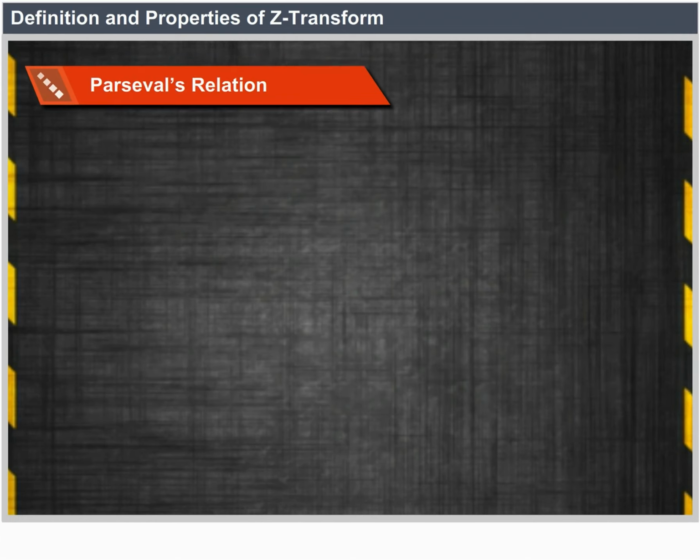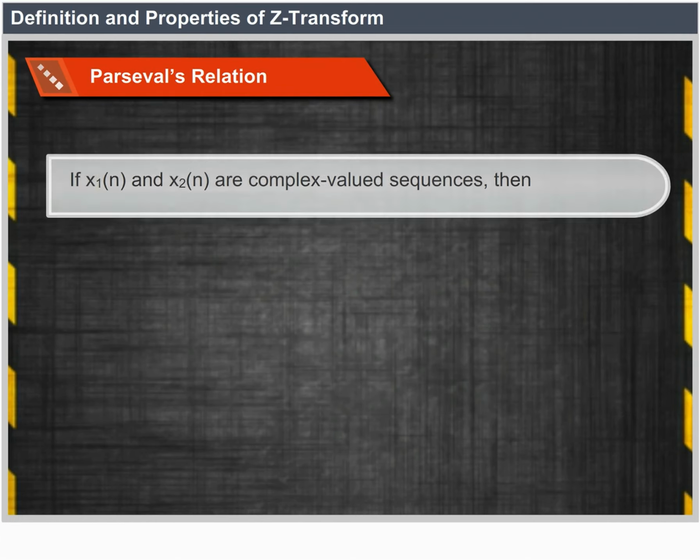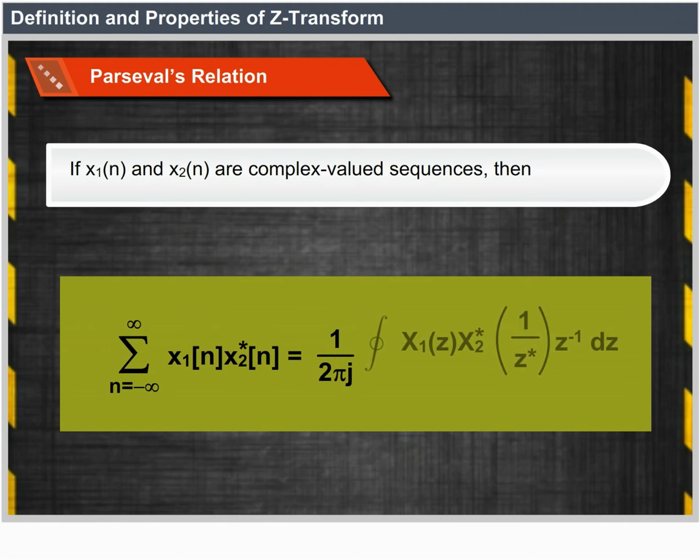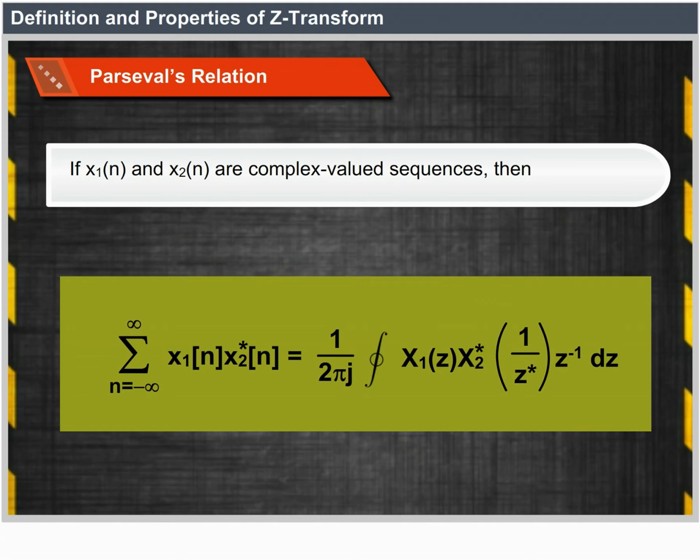Parseval's relation. If x1 of n and x2 of n are complex valued sequences, then summation n equal to minus infinity to plus infinity x1 of n into x2 star of n equal to 1 over 2 pi j closed integral X1 of v into X2 star of 1 divided by v star into v inverse into dv.